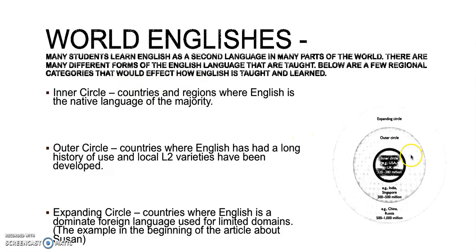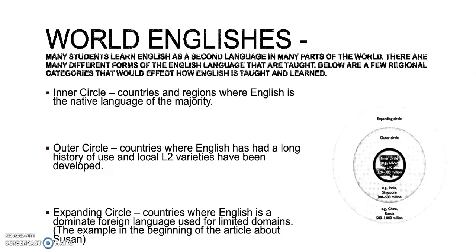The first one is the inside, right here, the inner circle. And here is where the countries and the regions that have English as the native language of the majority of the people. So not just where English is spoken, but where the majority of people speak English. And this would be places like the USA, where we currently live, and then the UK is another example.